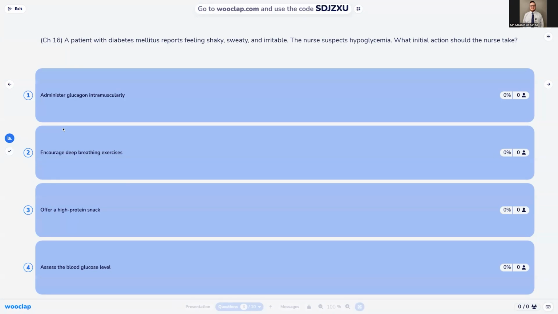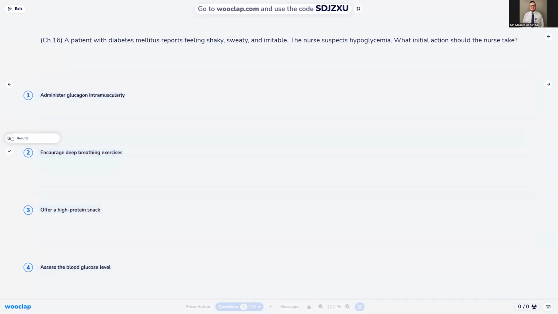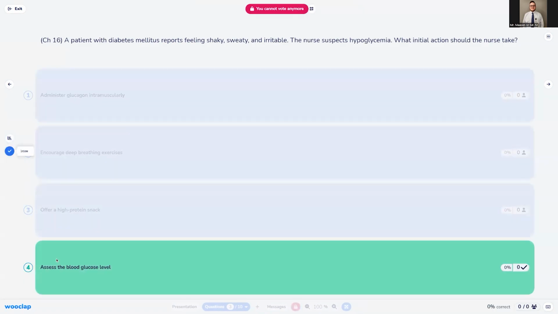The patient with diabetes is reporting a shaky, sweaty, irritable feeling. The nurse suspects hypoglycemia. What initial action should the nurse take? What should we do if someone's experiencing hypoglycemia? This one should be pretty straightforward. If you're thinking as a nurse, what's the first thing you're going to do? Assess their glucose level. You've got to know what you're working with. Is their glucose level 50?